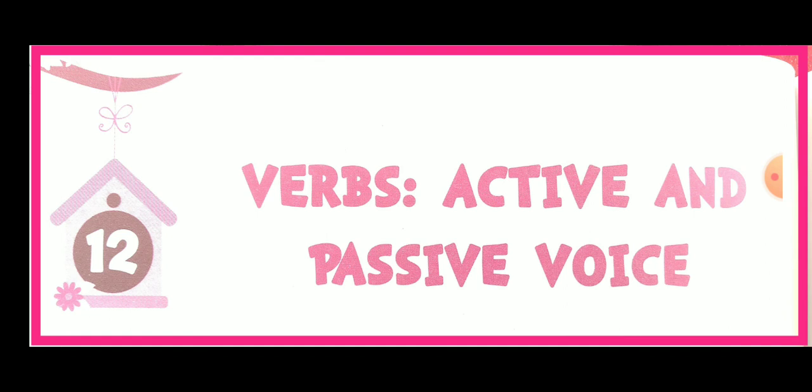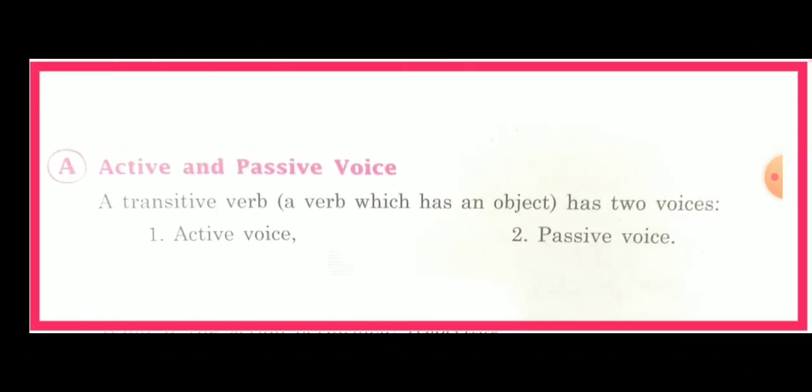Let us learn about active and passive voice. Before learning the rules, we must be aware of what is active voice and what is passive voice. So let us learn it. A transitive verb has two voices. Must remember it's a transitive verb. Transitive verb means a verb which has an object. If in a sentence a verb contains an object, then only it will be changed into active or passive voice.